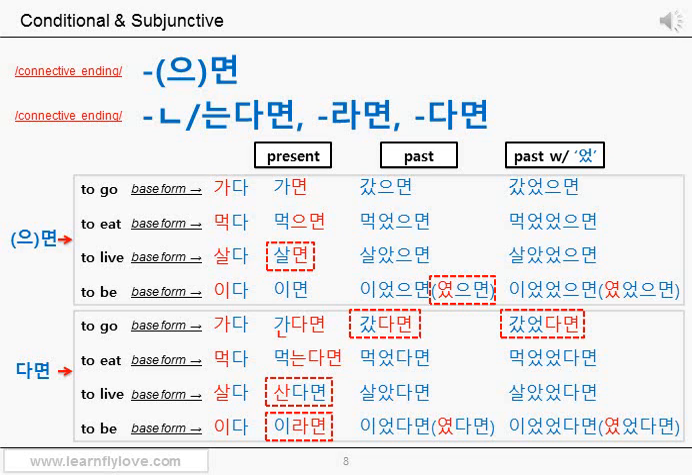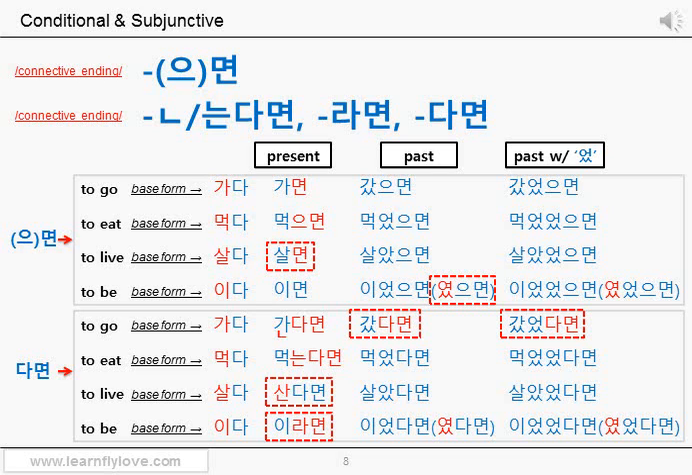먹다, to eat. 먹으면, 먹었으면, 먹었었으면. 살다, to live. 살면, exception. 살았으면, 살았었으면. 이다, to be. Actually, it's not to be, but anyway. 이면, 이었으면 or 였으면. 이었었으면 or 였었으면.